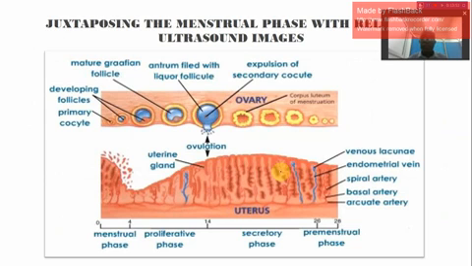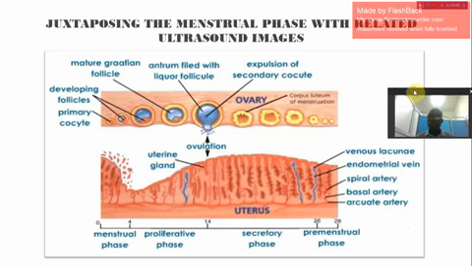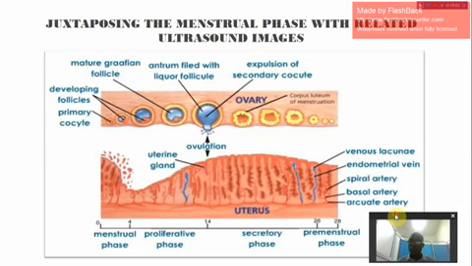Then let's look at the stages, how to juxtapose the menstrual phase with the ultrasound images. So we are juxtaposing the ultrasound images with the menstrual phase. As you can see here, these are the primary and secondary follicles maturing gradually. At the antral stage, filled with liquor folliculi, you can see a release of an egg on the 14th day. So this is more graphical.